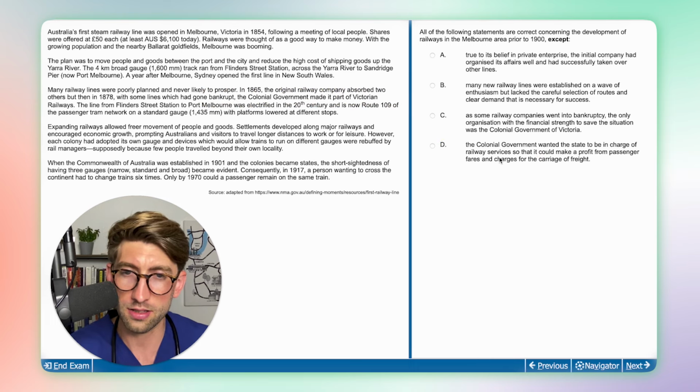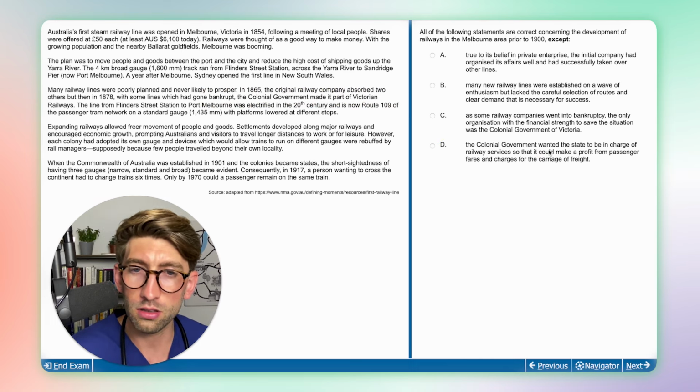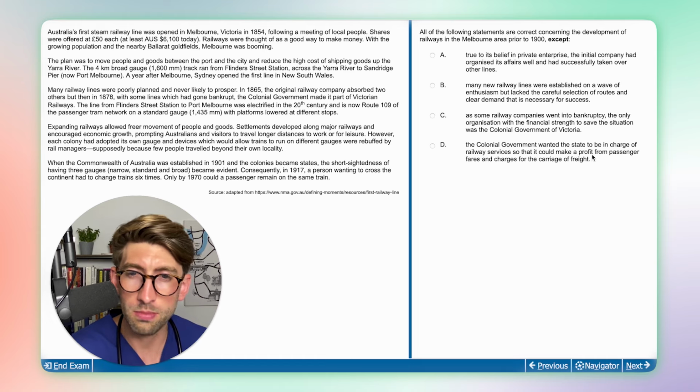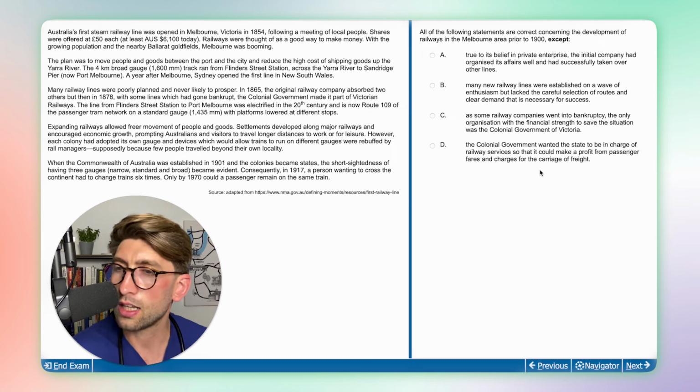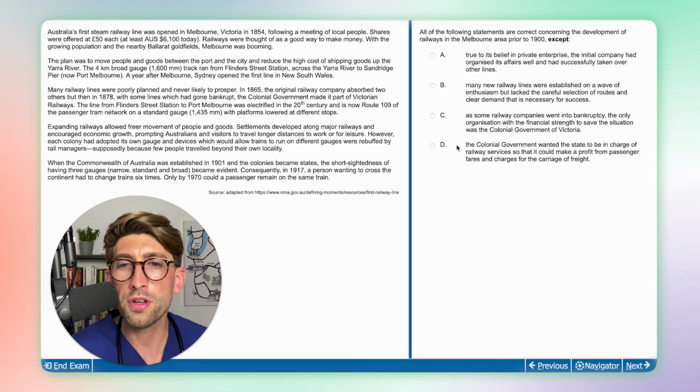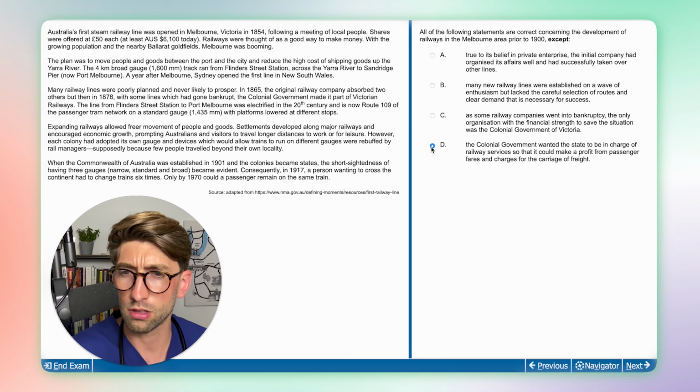Let's have a look. So let's see what D says. The colonial government wanted the state to be in charge of the railway services, so that it could make a profit from passenger fares and charges for the carriage of freight. I don't think it said anything anywhere about that. It didn't say anything about their reasons for it. So by process of elimination and the fact that I don't recall any of that, I'm going to guess this one. Let's have a look.